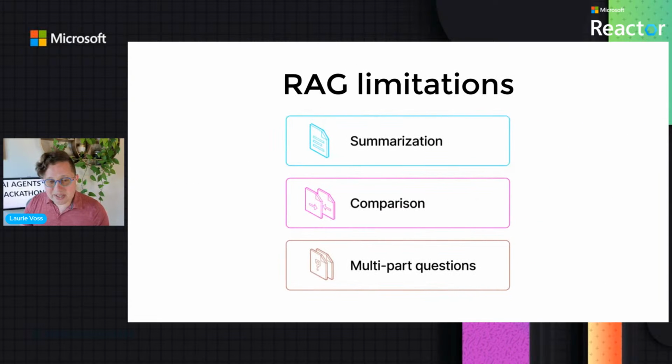In real-world situations, RAG has trouble answering some kinds of questions like summarization, comparison, and multi-part questions. To address those issues, you use the techniques we discussed earlier. Patterns like routing, orchestrator worker, and evaluator optimizer were specifically designed to address those limitations.